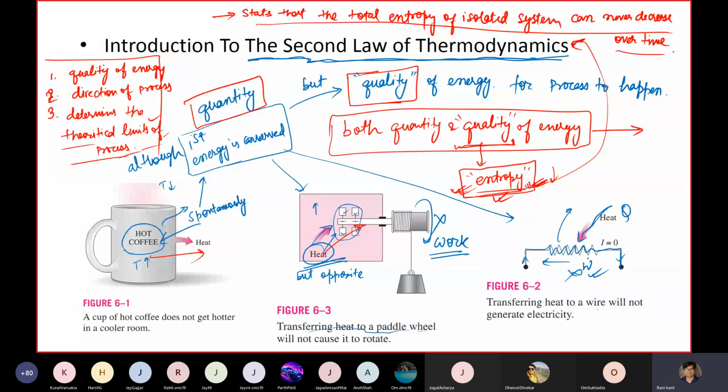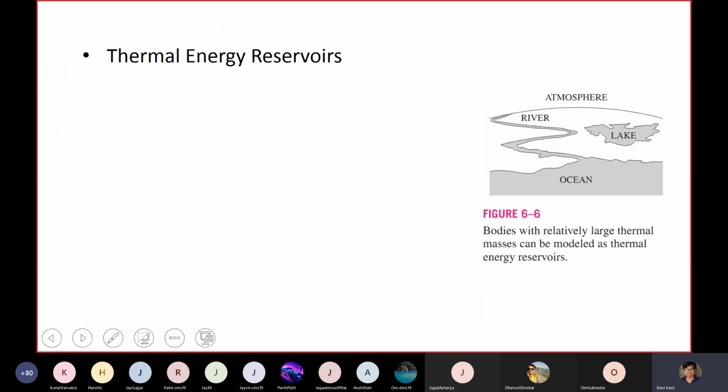So to gain more insight about the second law of thermodynamics, we should be aware of thermal energy reservoirs. These are the building blocks to understand more about the thermodynamic analysis that happens in a process. In view of the second law of thermodynamics, we need to know the thermal energy reservoirs.